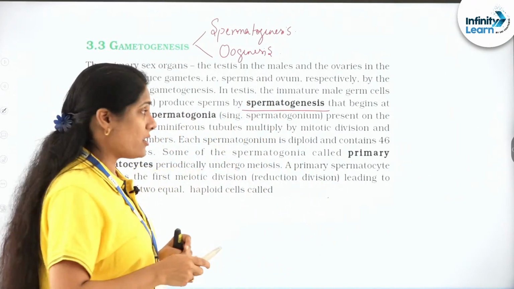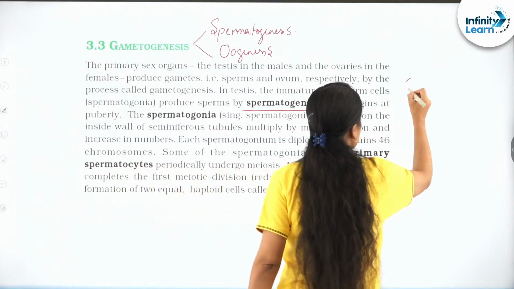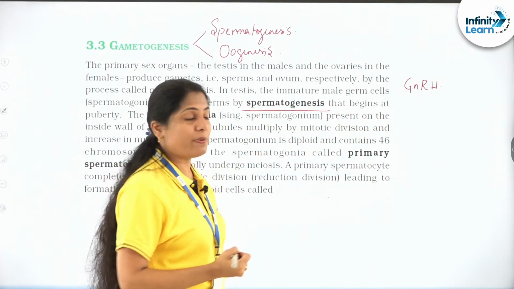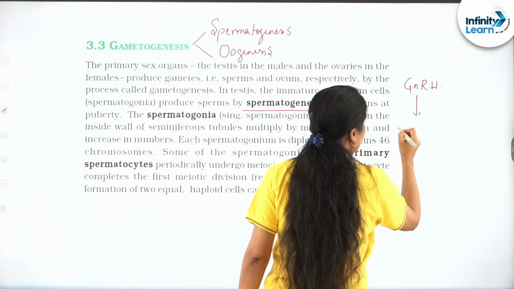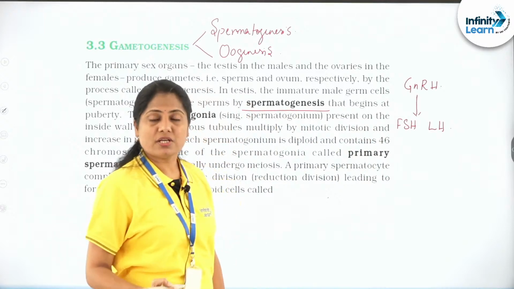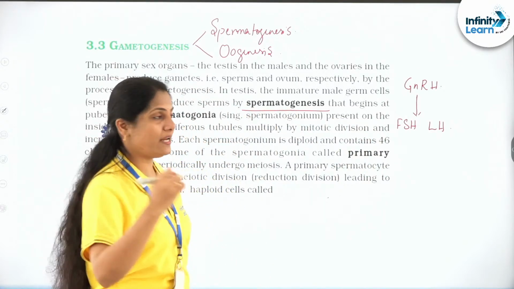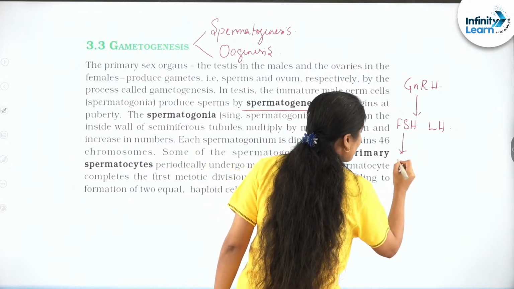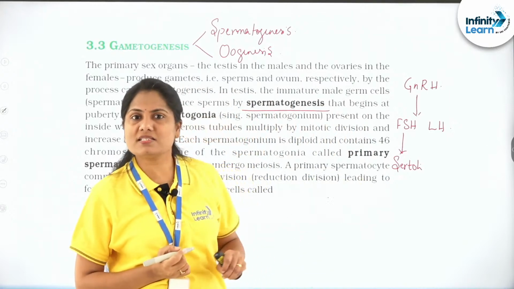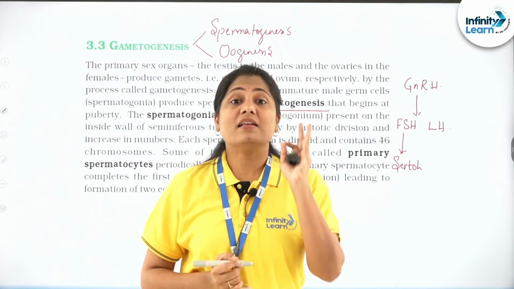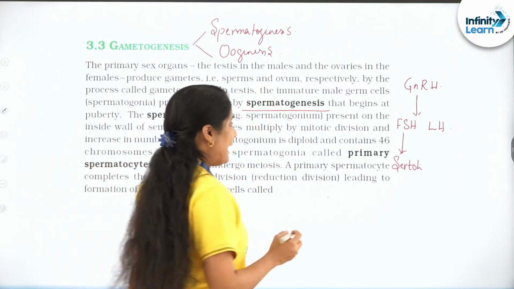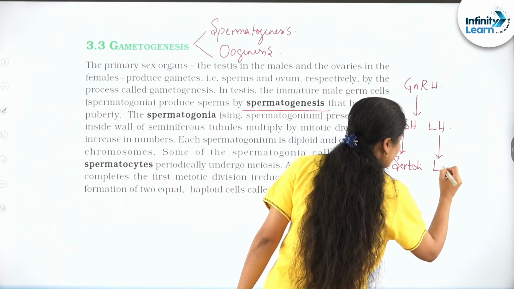So at puberty, what is happening? It's the GnRH, gonadotropin releasing hormone, that is secreted from the hypothalamus. It is stimulating the release of what? The FSH and the LH hormones. Follicle stimulating hormone and the luteinizing hormone. The follicle stimulating hormone is acting on the Sertoli cells. What are Sertoli cells again? Just now we discussed, they are the nourishing cells which give away factors for spermiogenesis.